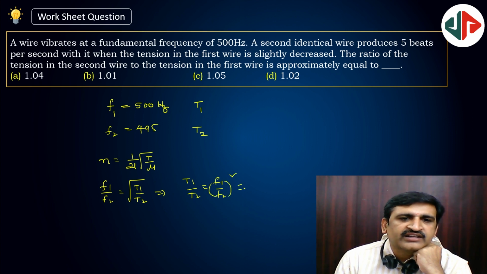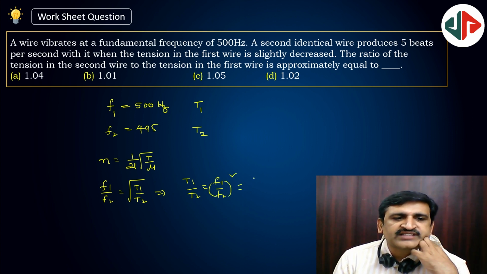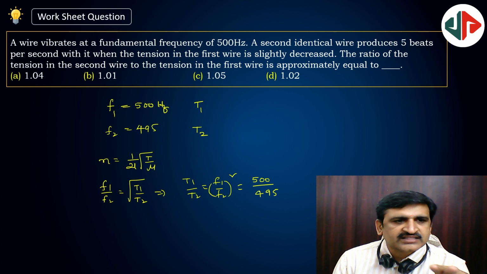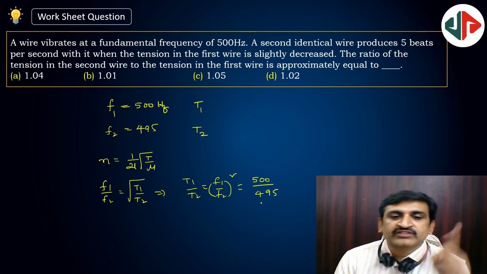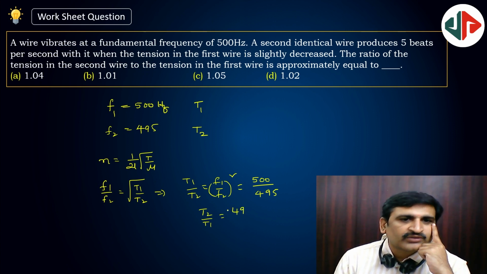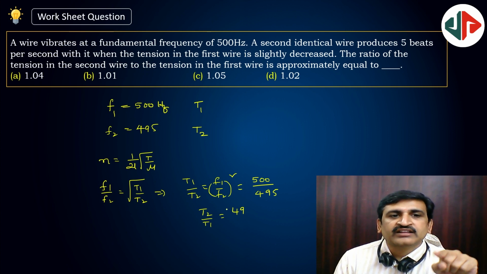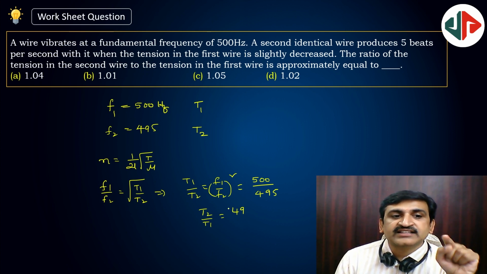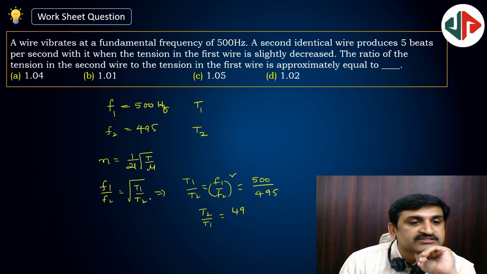He is asking that ratio only, I think. F1 is equal to 500 and F2 is equal to 495. And he is asking the second wire tension to that of the first wire. Reverse is asked. Wait. The ratio of the tension in the second wire to that of the first wire. The second identical wire produces 5 beats per second with it when the tension in the first wire is slightly decreased. Tension in the first wire is decreased.